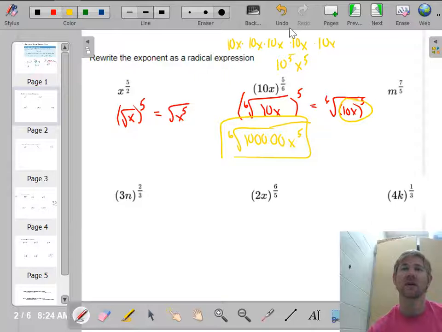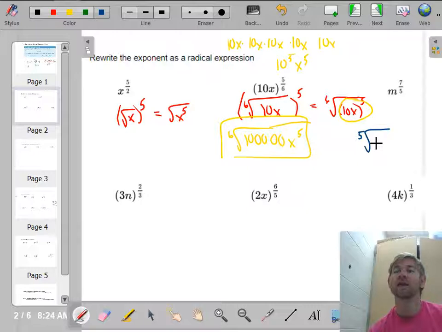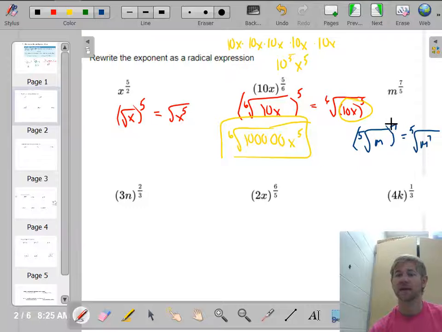So the 6th root of 100,000 x to the 5th would be your best answer. Let's do a couple more. m to the 7/5. The 5 tells you we're taking the 5th root, and you could write it like this, m to the 7th, or you could do the 5th root of m to the 7th underneath. Both of these are correct, and you can use either one depending on what you're doing.